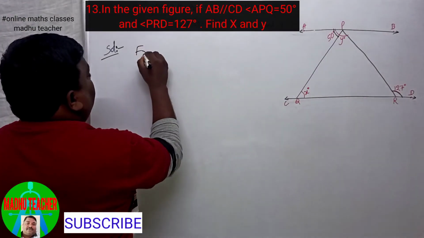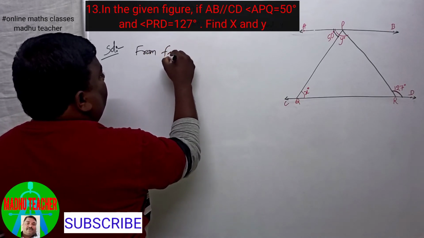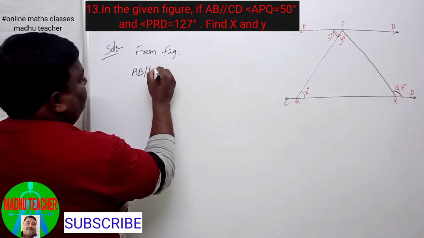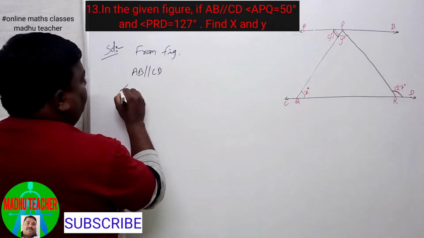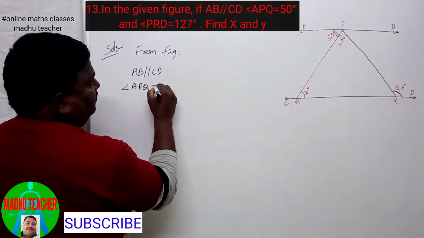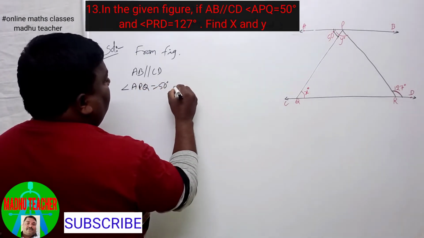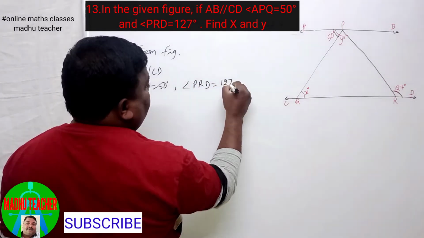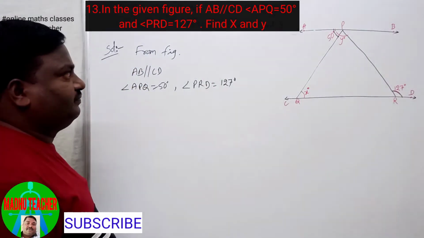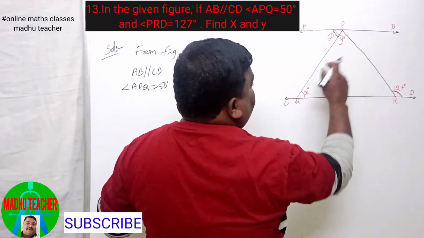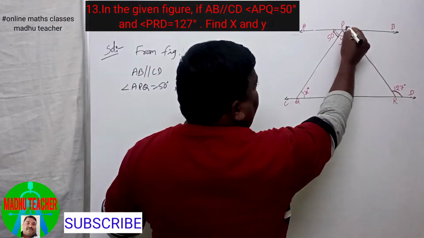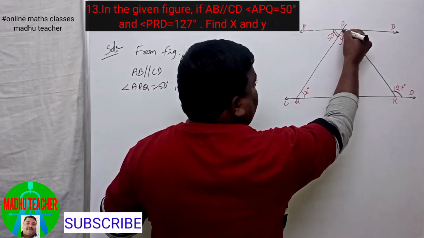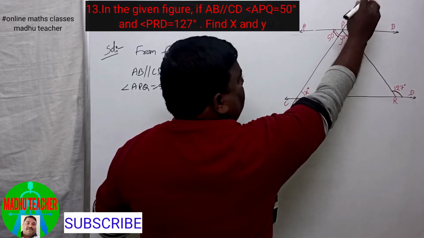From the figure, what are given? AB parallel to CD. Angle APQ equal to 50 degrees. Angle PRD equal to 127 degrees. These are given. Here AB is parallel to CD and this PQ is the transversal.